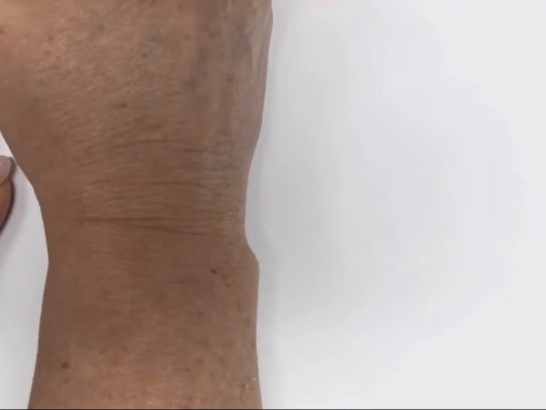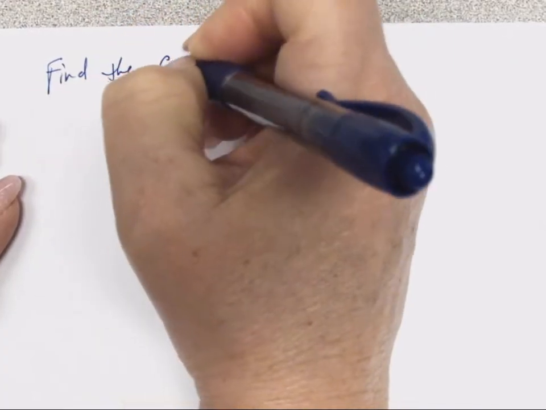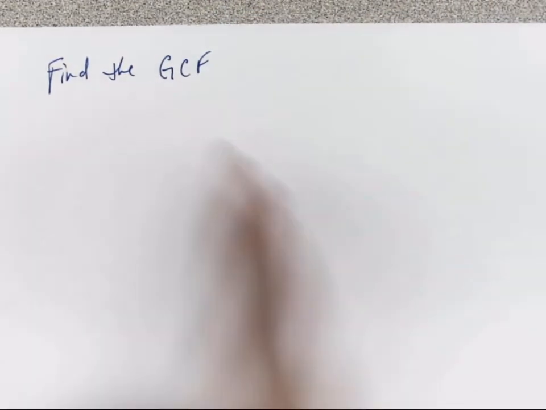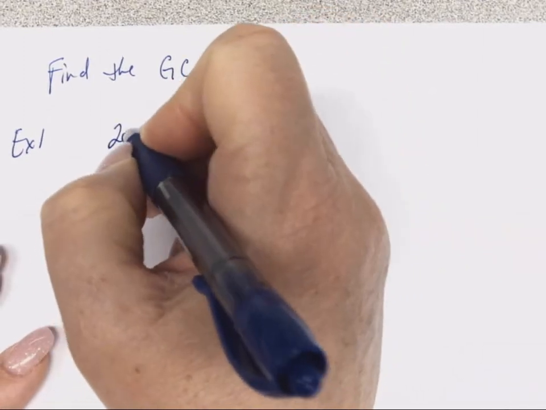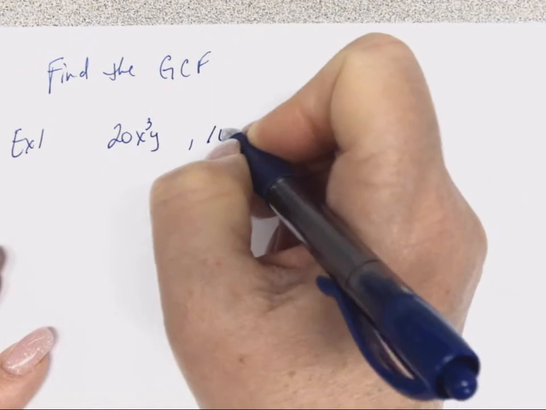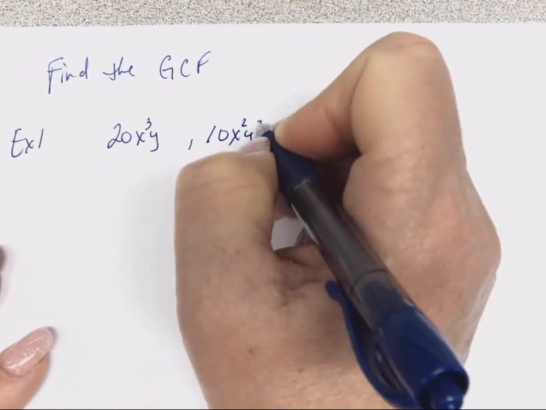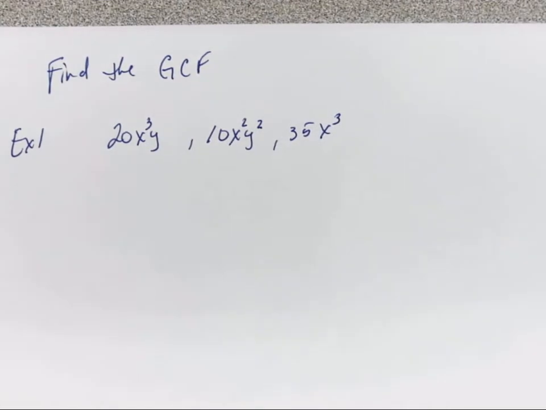So we are going to find the GCF. That is short for greatest common factor. So for example 1, if we have 20x cubed y and the term 10x squared y squared and 35x cubed.